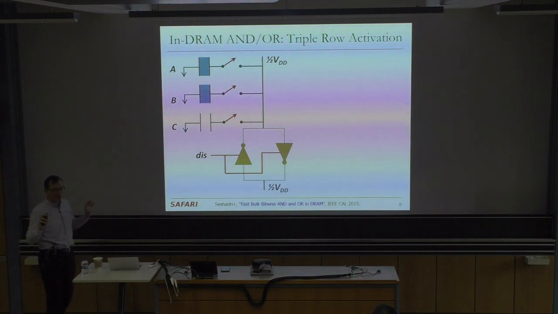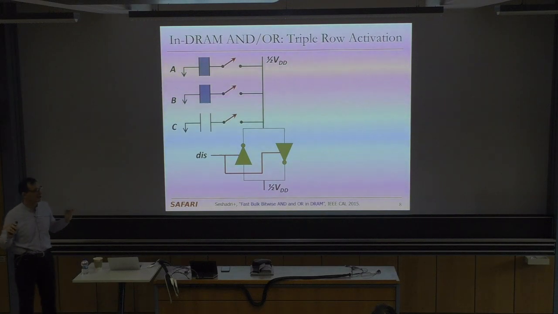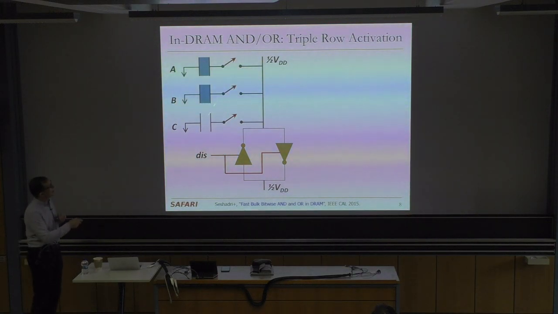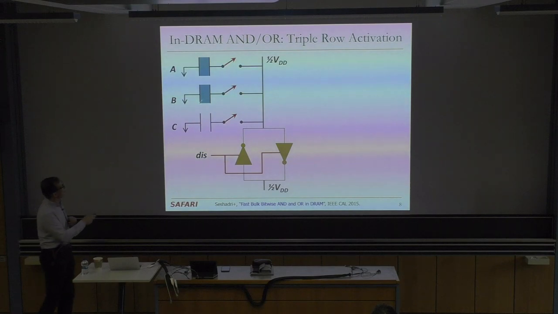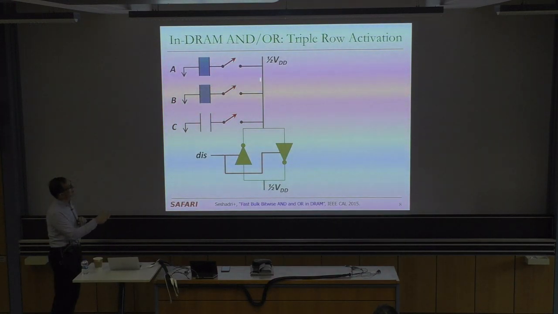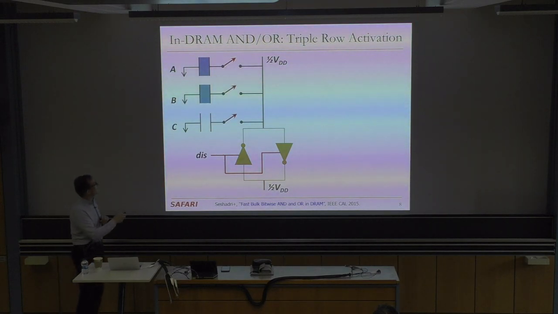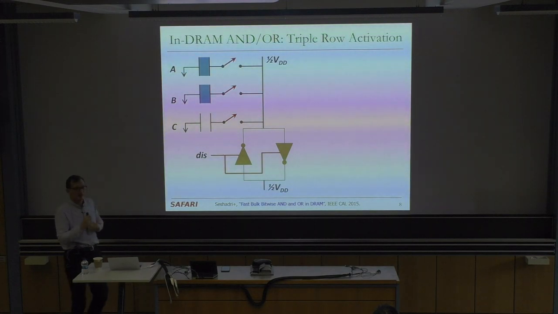Now what happens? Assume again an ideal circuit. In ideal circuit theory, what you should get is the majority of these three bits. Now why? If at least two of these cells are charged, you would get the charge state at the end. If at least two of these cells are discharged, you would get the discharge state at the end. Why? Because the perturbations caused by the majority of the cells will drive the sense amplifier toward the direction of the majority function.